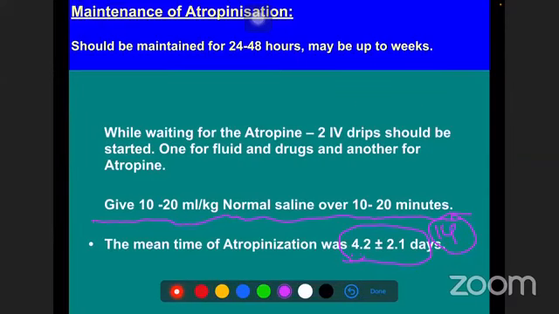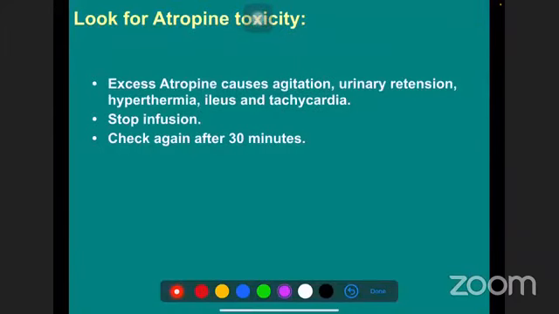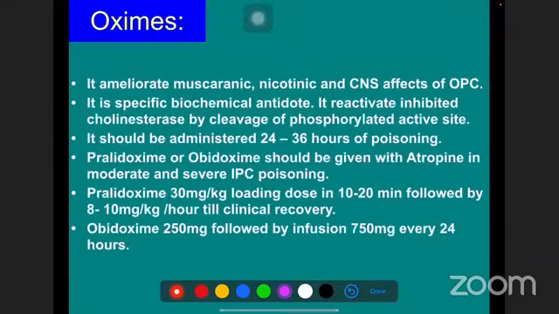Then we come to when to give more. The targets of atropinization I have already told, and atropine toxicity I have also already told. Next, we have to go for the oximes. Pralidoxime is very much available in our country. We have used pralidoxime. Obidoxime is not very much available in our country, so pralidoxime is sufficient to treat the patient.